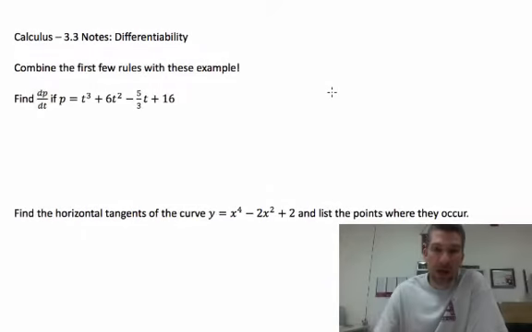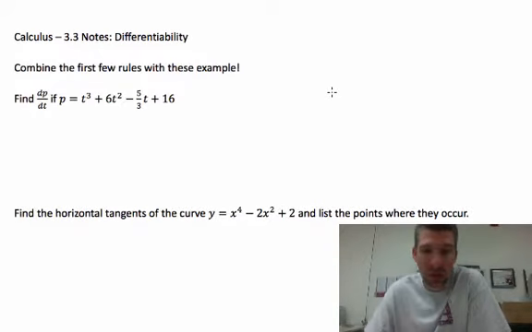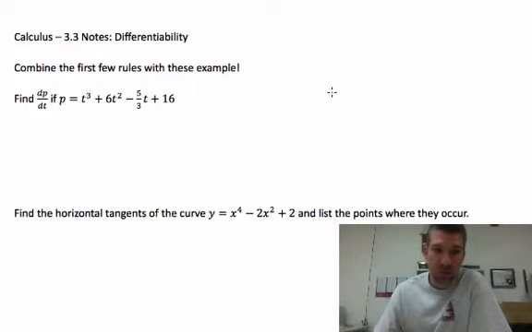Okay, so we just took a peek at some of the basic rules and how to use them, and here's a little bit of a more complicated problem now. Find dp dt if p equals t cubed plus 6t squared minus 5/3 t plus 16. Yikes! A lot going on here, but not as much as you might think. We're just going to go ahead and take the derivative of each guy along the way here.